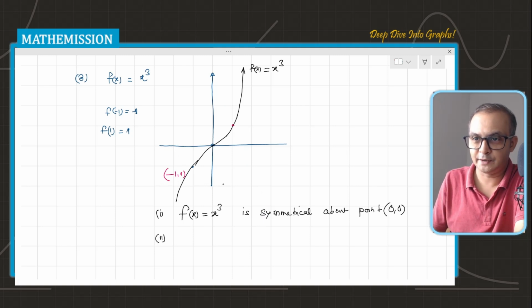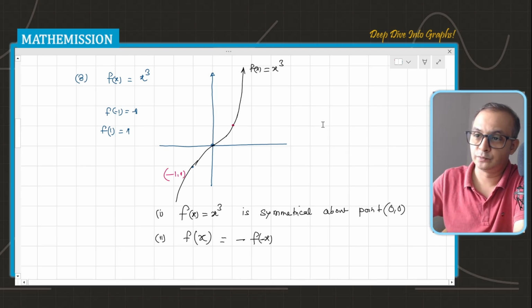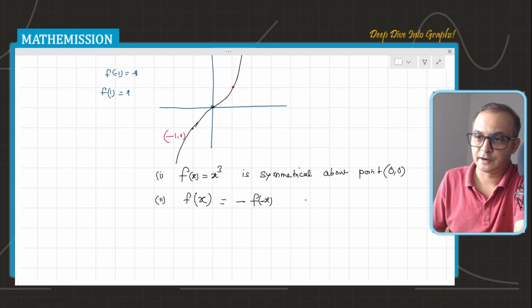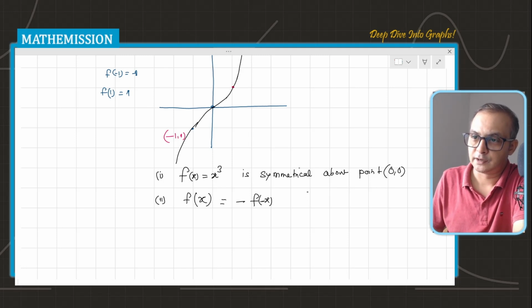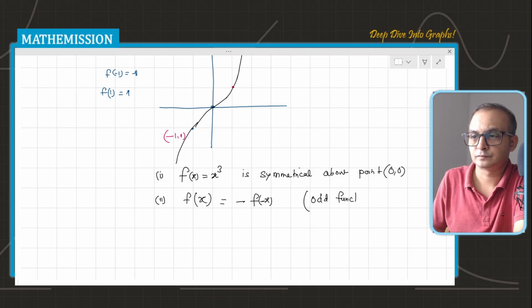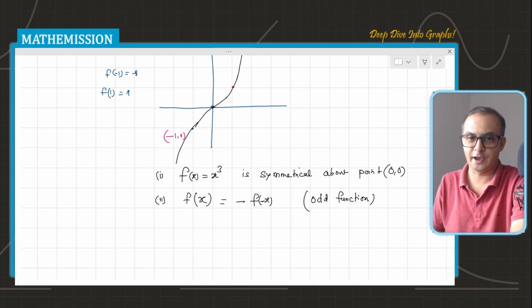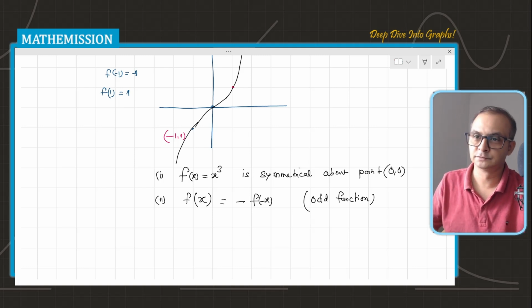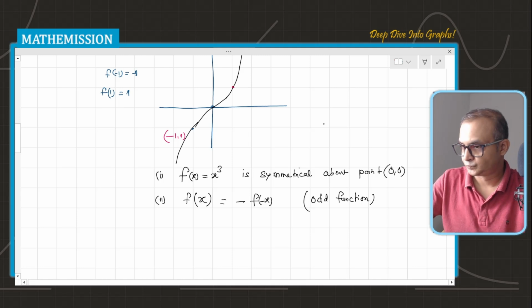So this is the meaning of symmetry about the origin. What is happening in this observation is that the value at x is the negative of the value at minus x. And so this kind of function is called an odd function. This will also sometimes be helpful to draw the graph, so if you observe the odd function we have here, it will be helpful.